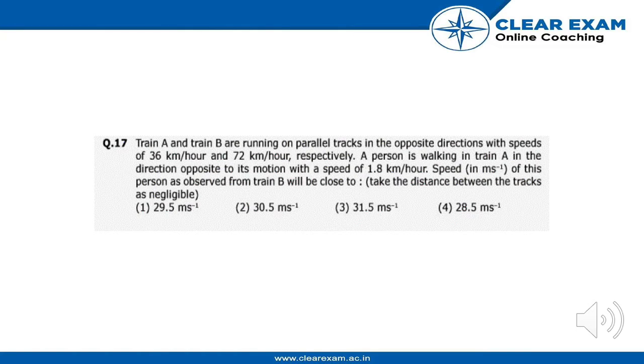Of this person as observed from train B will be close to, and we have to take the distance between the tracks as negligible and choose from the options given to us. Let's move to the solution.